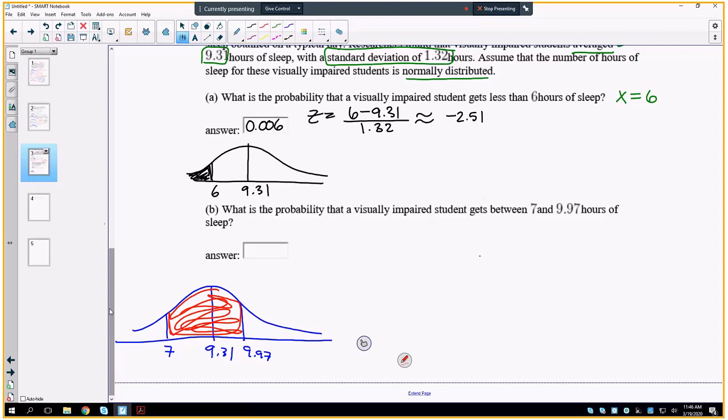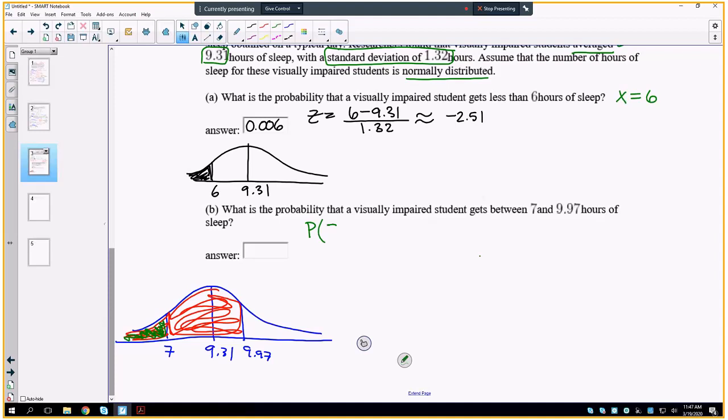So it looks like if I found the area to the left of 9.97, I would have all of this. But I know that I'm getting more than 7 hours, so I don't want that extra piece. I don't want this green piece. So it looks like what I need to do is find the probability that x is less than 9.97 and subtract the probability that it's less than 7.